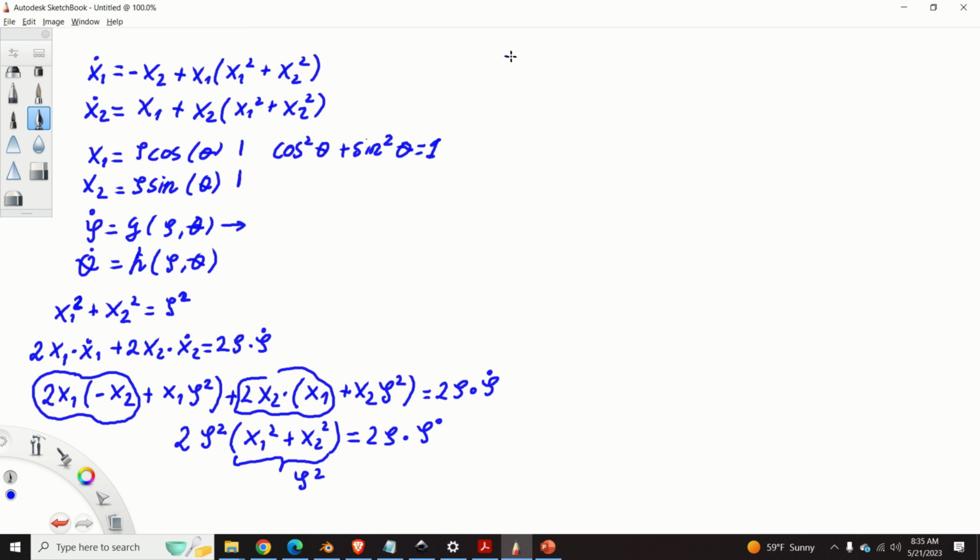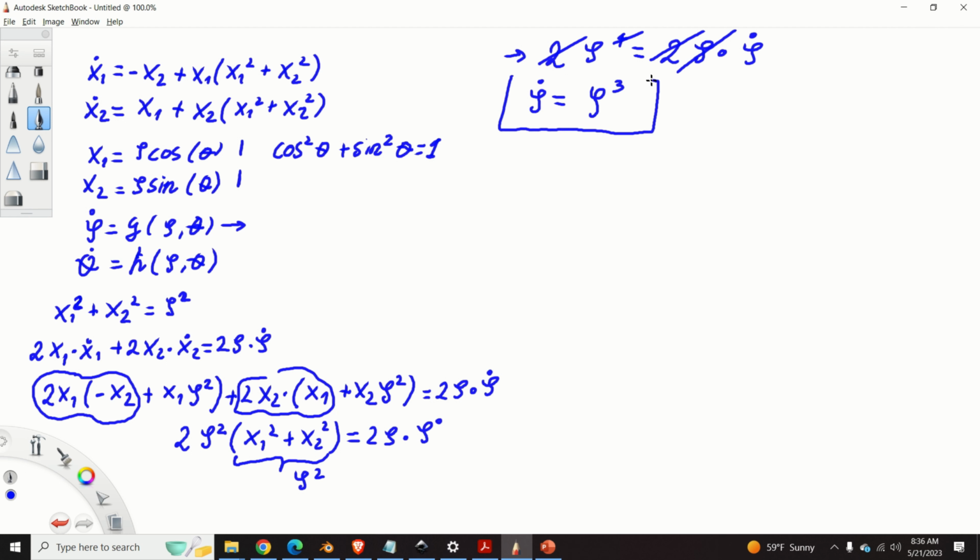I will continue over here. As the result, I obtain 2 rho to the power 4 is equal to 2 rho times rho dot. I can cancel 2 and 2, and I can cancel this rho, and instead of 4, I will have rho to the power 3. Consequently, the first state equation in new coordinates is rho dot is equal to rho to the power 3. Next, let us determine the second equation.